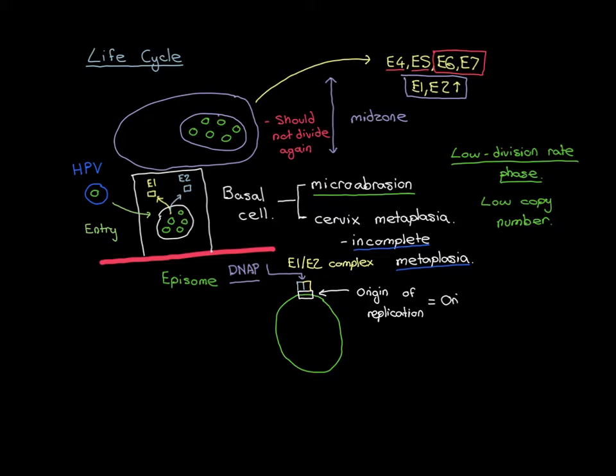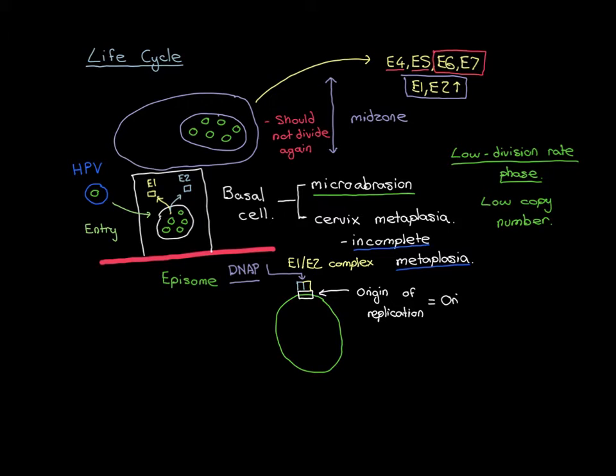Now, we've discussed that the viral genome does not have its own DNA polymerase, so it relies on the host cell dividing in order for it to be able to use the host cell DNA polymerase machinery to copy its own genome. So what will happen is the basal cell will divide into two as part of the normal physiology of the stratified squamous epithelium. It will produce one cell that will remain in the basal layer and one cell that will go up to the mid-zone layer of the stratified squamous epithelium and begin the differentiation process.